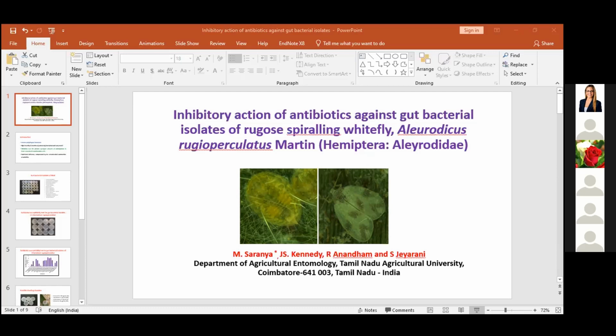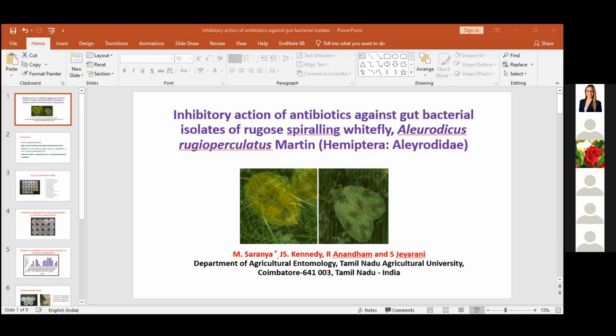Now I'm going to present on the inhibitory action of antibiotics against gut bacterial isolates of Rugose spiraling whitefly. First, we'll see some basic introduction about my topic. The Rugose spiraling whitefly is a recently introduced invasive pest found in India. It was introduced during 2015. It has caused more damage, particularly on horticulture crops.